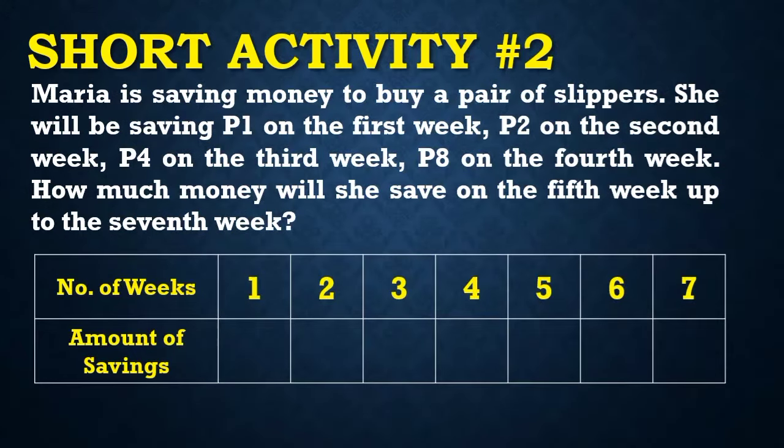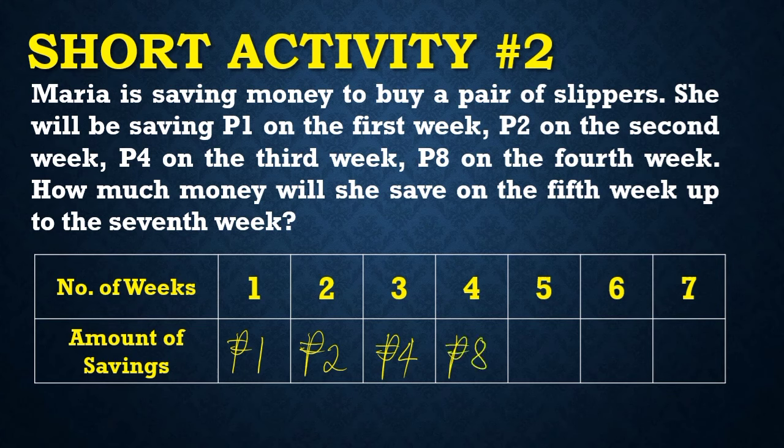So, using a table, ilista lang natin ulit. On the first week, ang masisave niyang money, 1 peso. And then on the second week, 2 pesos. Sa third week naman, 4 pesos. And then sa fourth week, 8 pesos.